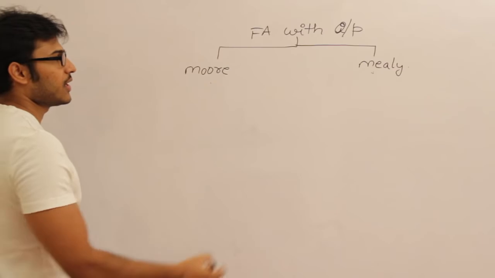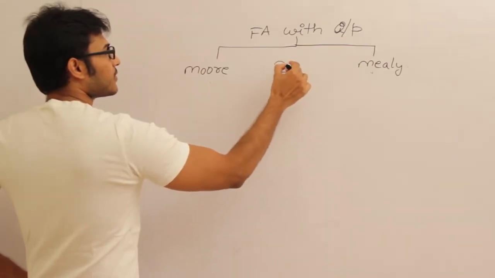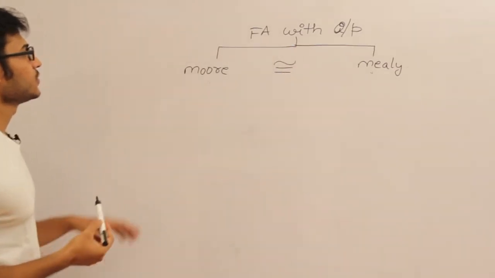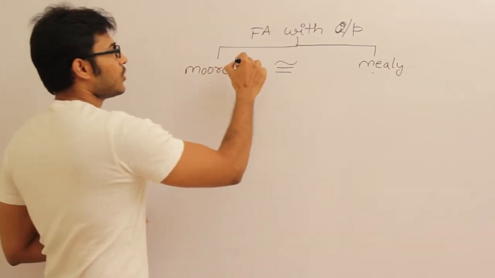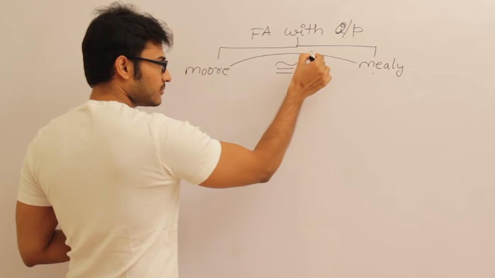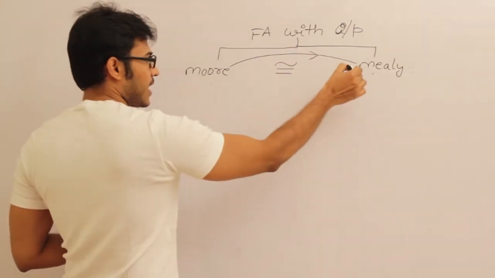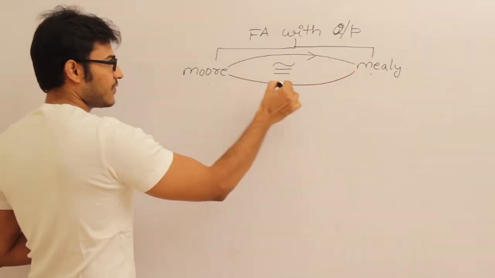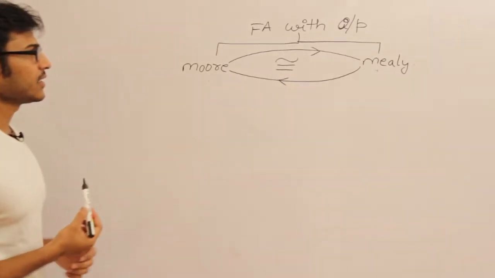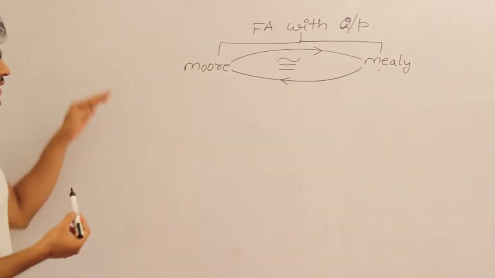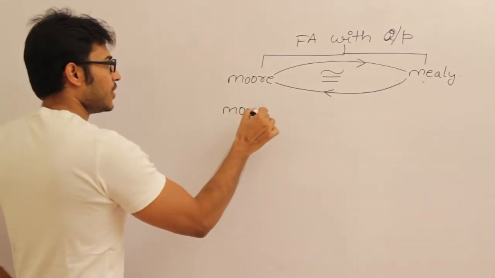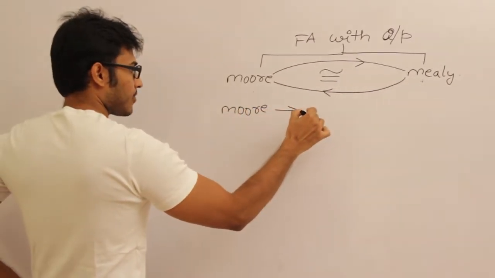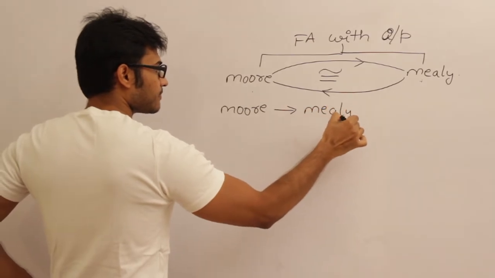But both are actually equivalent in power. If I have to show that both are equivalent in power, then I take a Moore machine and convert it to Mealy, and I take any Mealy machine and convert it to Moore, then we can say that both are equivalent. So in this question, let's take an example of a Moore machine and convert it to Mealy.